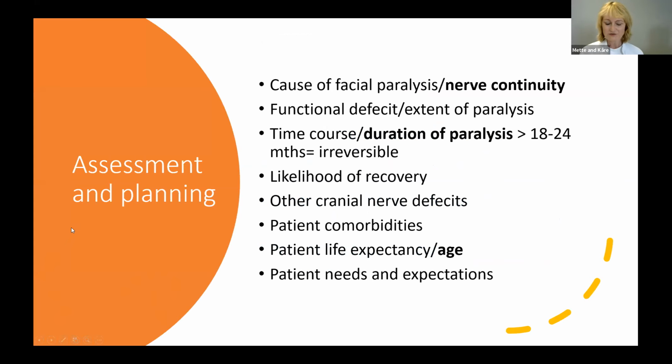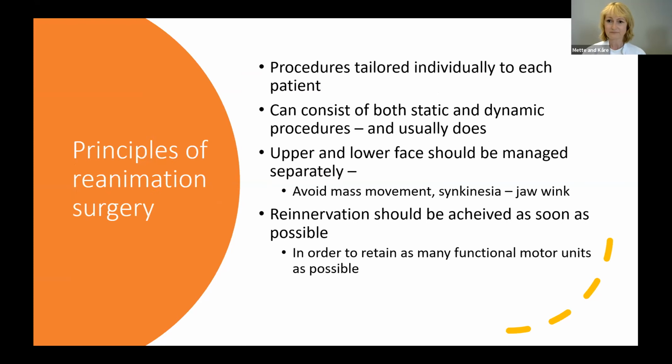When looking at indications for treatment of facial paralysis, we start with an assessment, and as has been previously noted, the nerve continuity is of importance, and one of the things that we consider, as well as the duration of the paralysis, the likelihood of recovery, but also patient comorbidities, life expectancy, age of the patient, and all these things are intimately linked with what individually tailored treatment we will be able to plan.